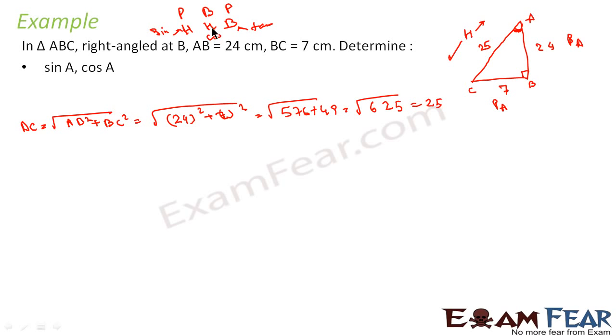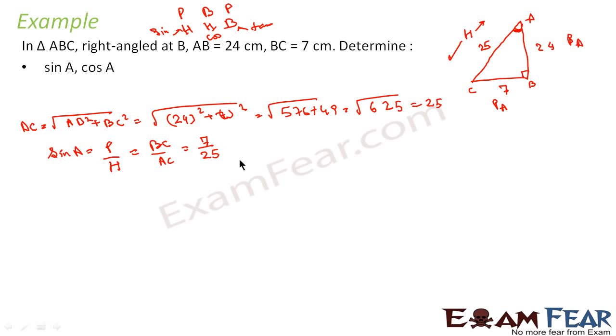Now we have to find sine of A. Sine of A will be P by H. Correct? When I am taking A as the frame of reference, P is nothing but CB or BC. So BC by H. H is AC. And this is nothing but 7 by 25.